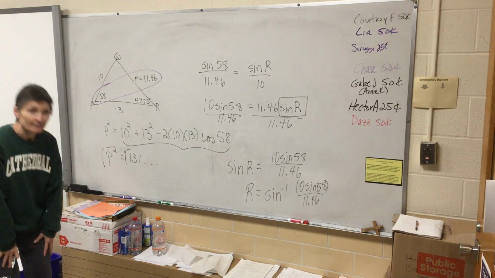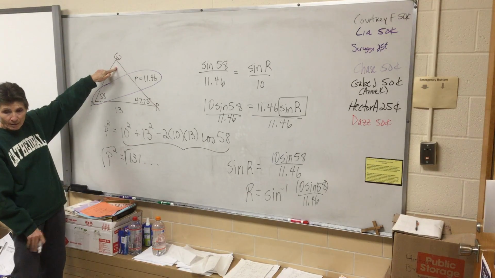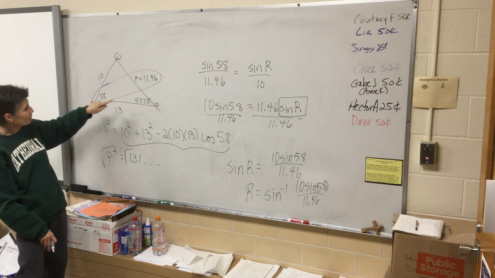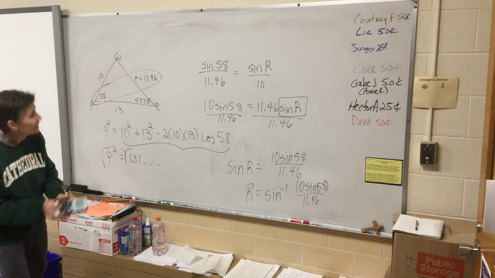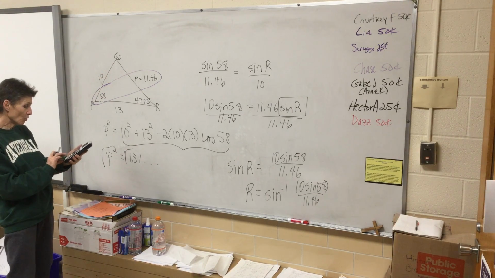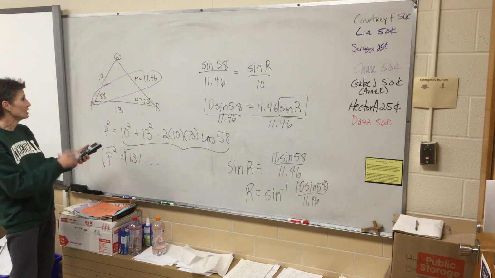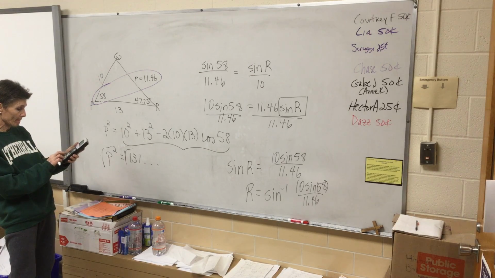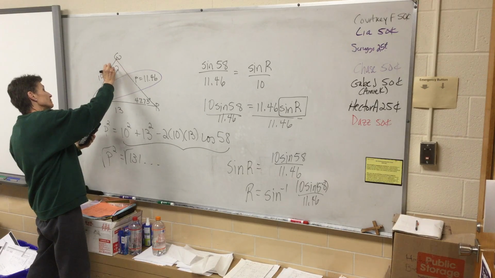We're still not done with the problem because we need angle Q. But wait, this is easy. We know P and we know R. How can we find just Q? Add them and subtract from 180. Exactly. You could do the law of sines, but don't. Just subtract from 180, and you get 74.27.